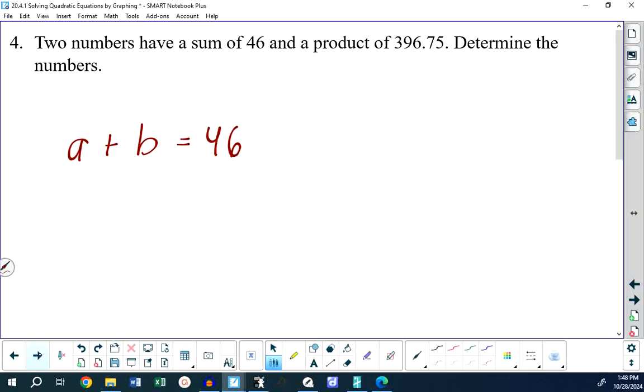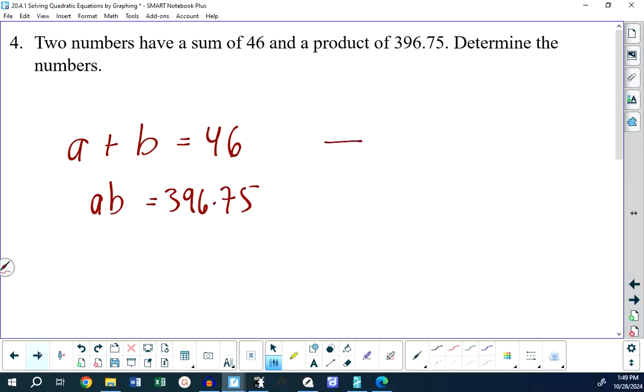Until you get really, really good at this, I would avoid using x or y anywhere. Okay? So there is an equation relating the two numbers. And the only problem is you can't solve this equation because it's got two unknowns, but here's another equation. The sum is 46, the product is that. So we are going to solve this problem as a system of equations.